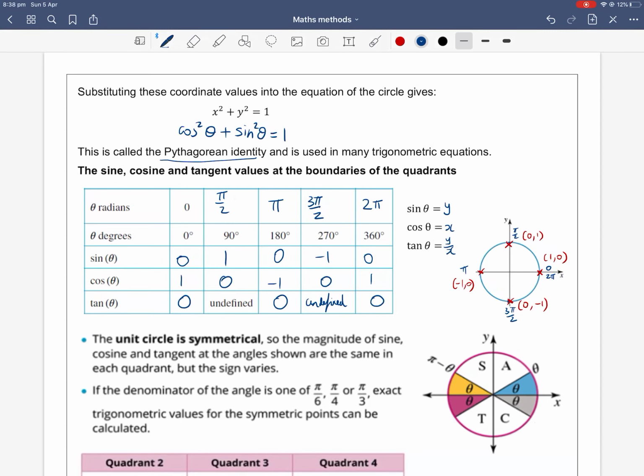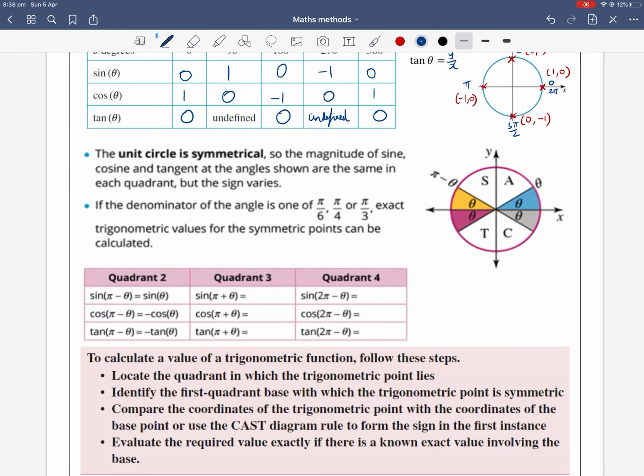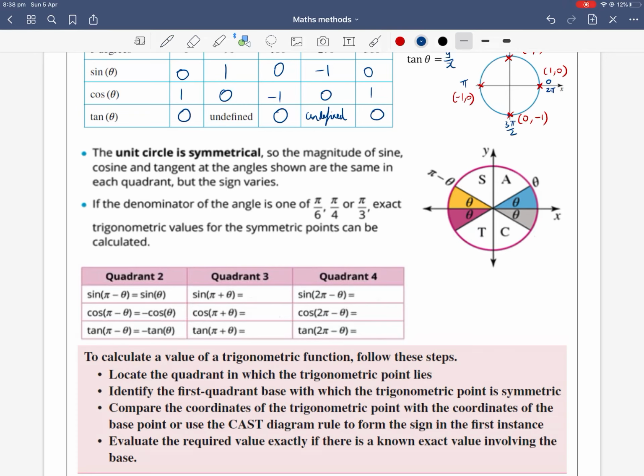So the next part is just a fancy way of saying, hey, remember our four quadrants and the CAST. All this colorful blurb is about remembering you have four quadrants, Q1, Q2, Q3, Q4, and remember we had CAST. So cosine, sine, and tan are all positive in the A quadrant. Only sine is positive in the S quadrant, or Q2.